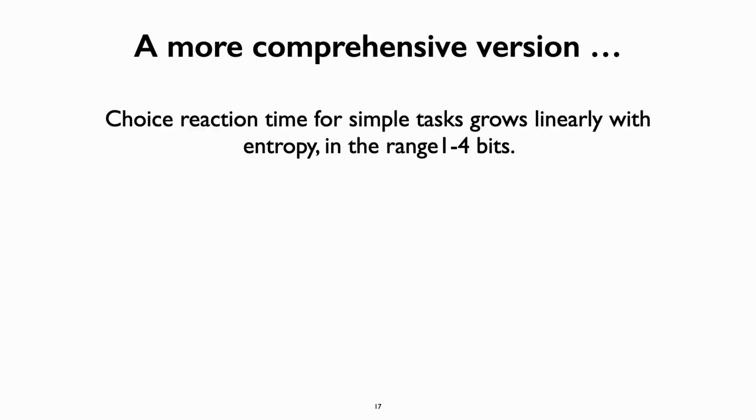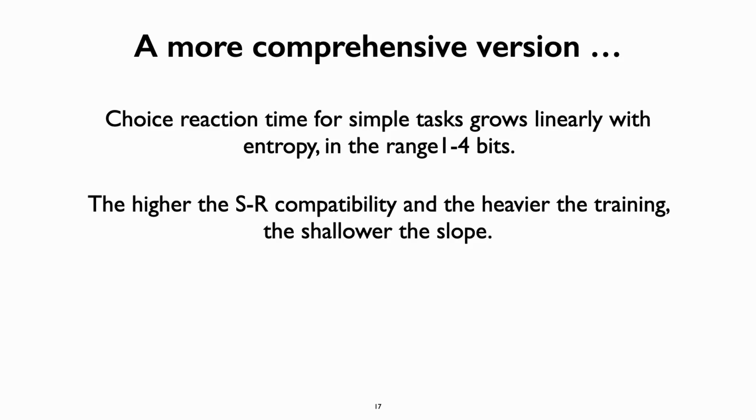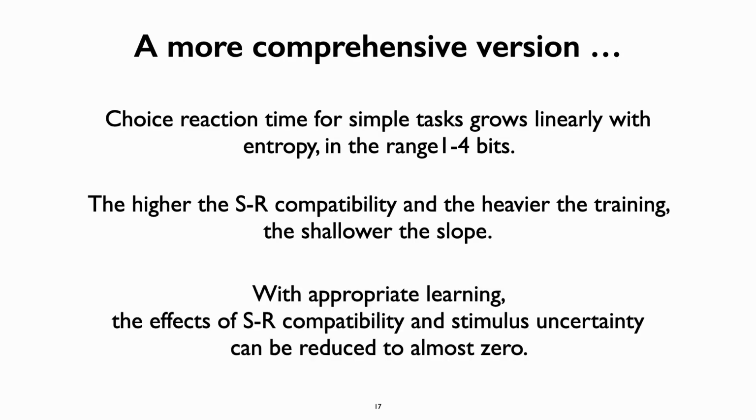Based on our revisit of the historical context of the choice reaction paradigm in psychology, we propose a more comprehensive version of Hick's Law. Choice reaction time for simple tasks grows linearly with entropy in the range of 1 to 4 bits. The higher the stimulus-response compatibility, the heavier the training, the shallower the slope. With the appropriate training, the effects of stimulus-response compatibility and stimulus uncertainty can be reduced to almost 0.